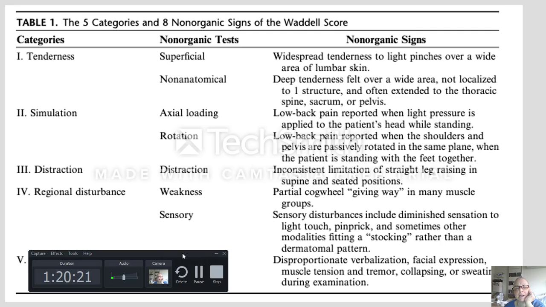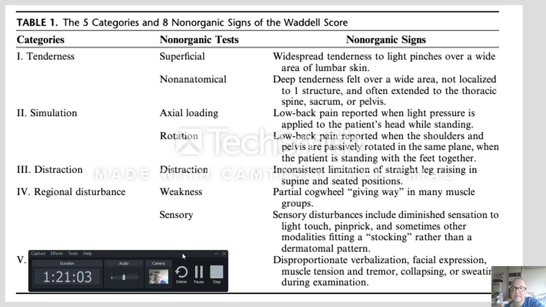Non-organic signs: widespread tenderness to light pinches over a wide area of lumbar skin. Deep tenderness felt over a wide area, not localized to one structure, and often extended to the thoracic spine, sacrum, or pelvis. Low back pain reported when light pressure is applied to the patient's head while standing. Low back pain reported when the shoulders and pelvis are passively rotated in the same plane when the patient is standing with the feet together.